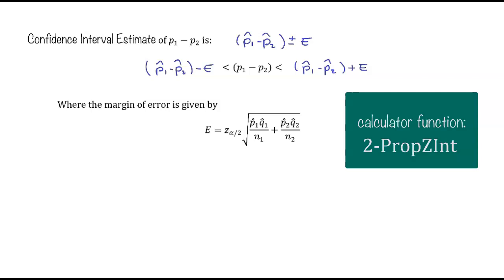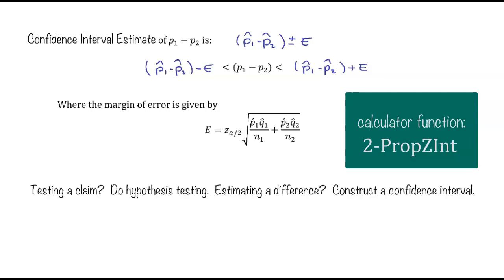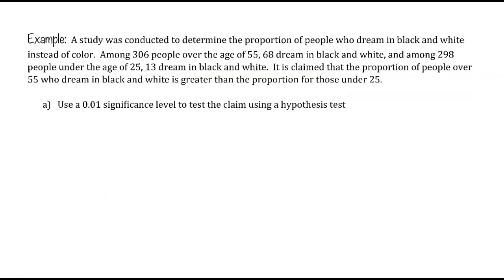This might feel like a lot of information to keep straight, but if you're asked to test a claim, do a hypothesis test. If you need to estimate the actual difference, then construct a confidence interval. Let's try out an example. A study was conducted to determine the proportion of people who dream in black and white instead of color.